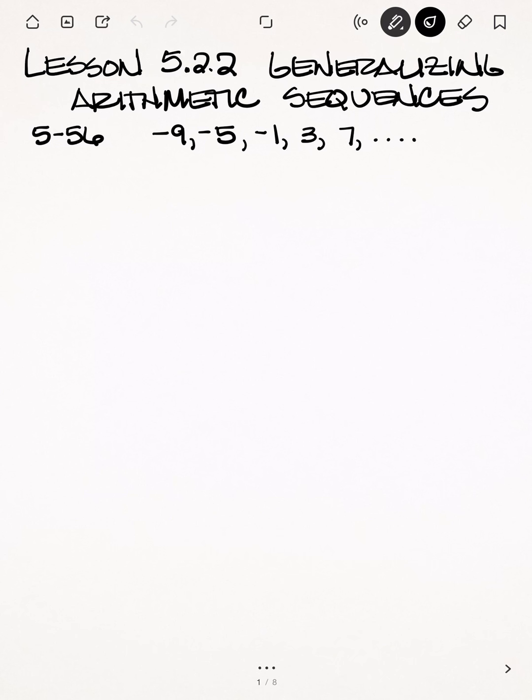Let's start with this first sequence. First of all, we want to know what type of sequence it is. So if you look and find a pattern, you'll see that when you go from 3 to 7, you add 4. And when you go from -1 to 3, you add 4. And when you go from -5 to -1, you add 4. And when you go from -9 to -5, you add 4 also. So since I am adding 4 each time, then I definitely have an arithmetic sequence.